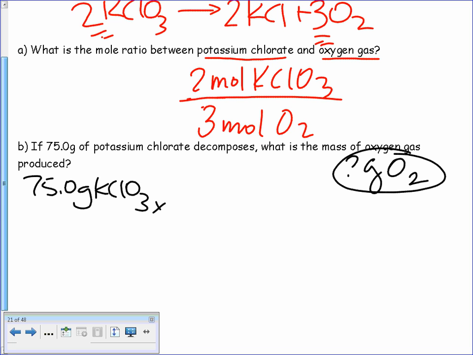All right, so I can't do anything with grams except go where? Moles. It's a known step. So what goes on top? 1 mole. 1 mole of KClO3. And then what goes on bottom? What's the molar mass?